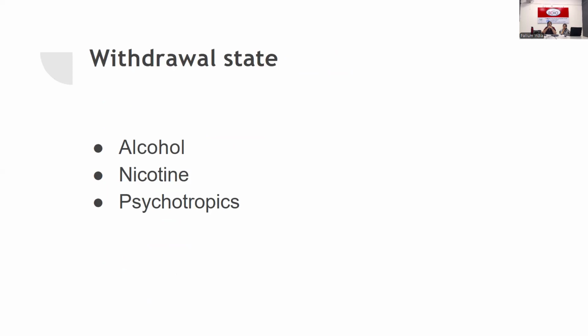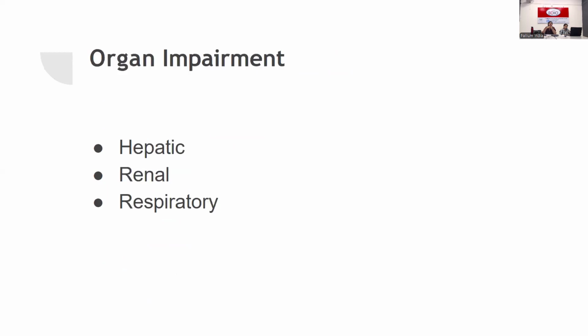Alcohol, nicotine, psychotropics, in the withdrawal state, all these conditions, you can imagine, right? The patient can become aggressive in a withdrawal state. Okay. Next slide. Hepatic, renal, and respiratory impairment. In hepatic impairment, the level of bilirubin could increase, and it can affect the brain. There is a metabolic disturbance, and it can precipitate delirium. Renal impairment, increased level of urea and creatinine, can in turn cause delirium. Next slide.